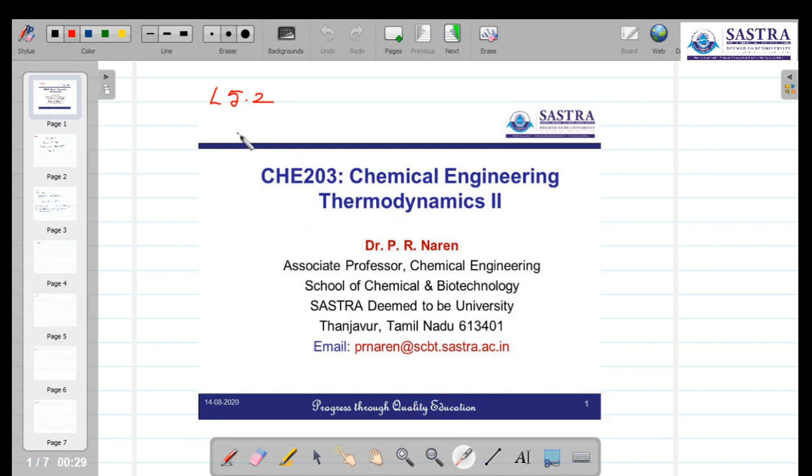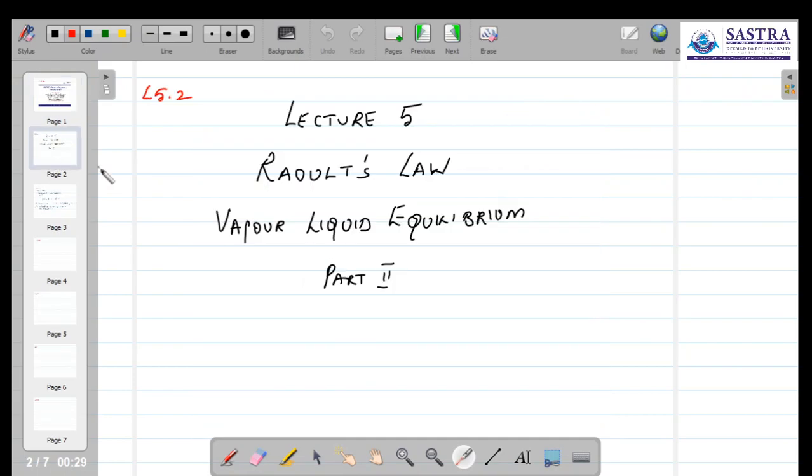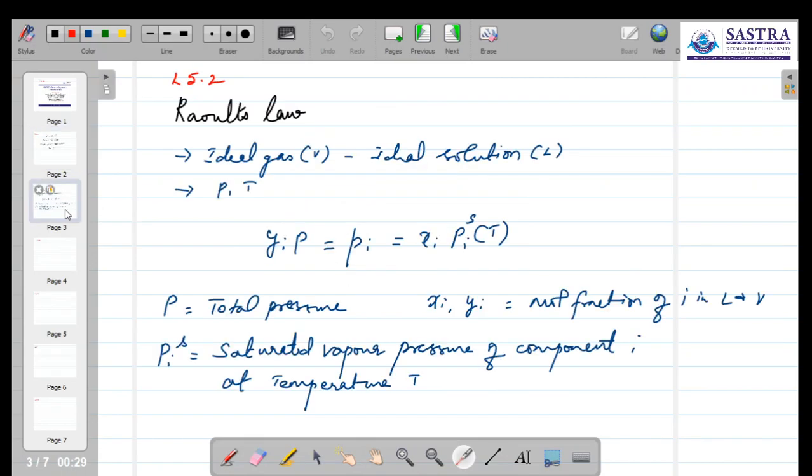We are in lecture 5 part 2, where we are going to see about vapor liquid equilibrium and Raoult's law. That means vapor liquid equilibrium for the ideal vapor in equilibrium with ideal solution. We have seen what Raoult's law is, but we are going to extend that to calculate vapor liquid equilibrium in this short lecture.